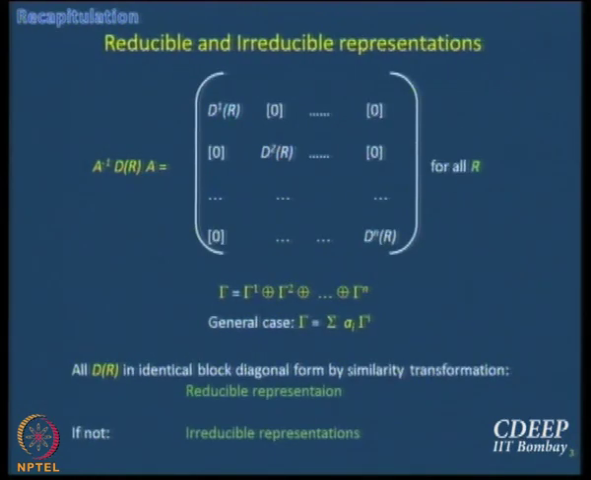Now, this is where we stopped, we have started talking about reducible and irreducible representations. By now, I think we all have at least some idea of what reducible and irreducible representations are. To put it very simply, reducible representations are representations that can be reduced and irreducible representations are representations that cannot be reduced.